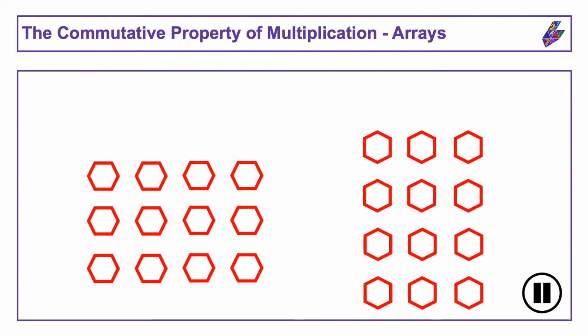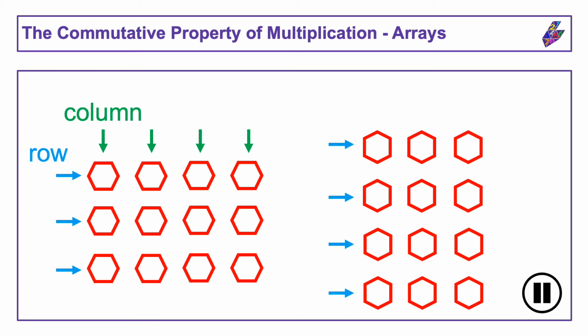We can see that the original image had 3 rows and 4 columns. In the second image, we can see that there are now 4 rows instead of 3, and 3 columns instead of 4. The number of rows and columns in each image has switched around as we rotated the image through 90 degrees.